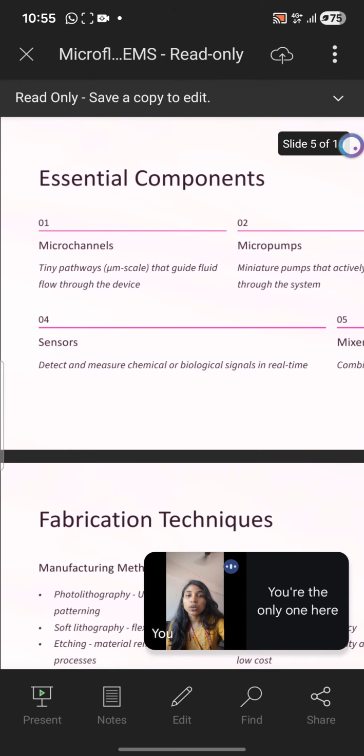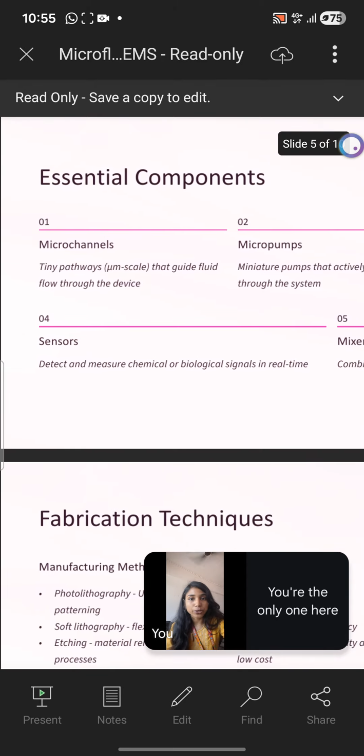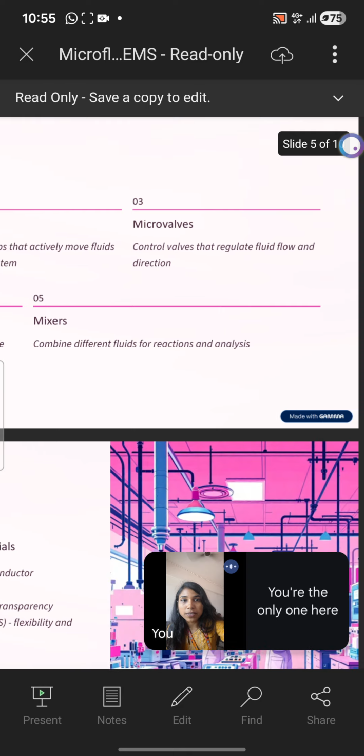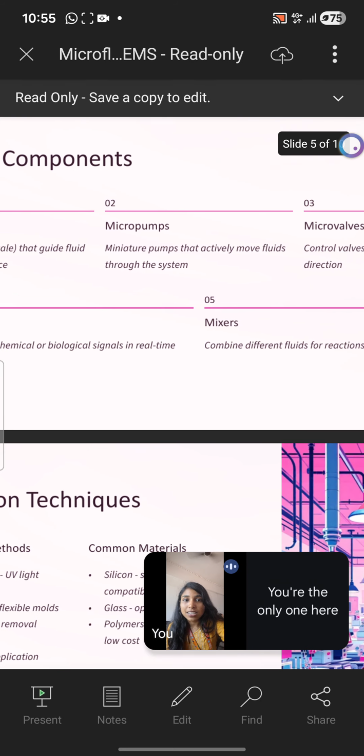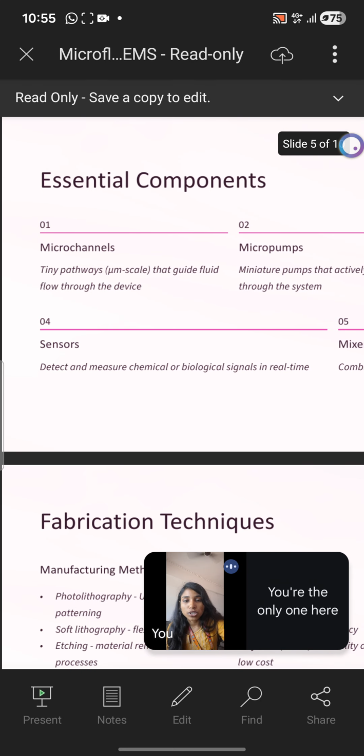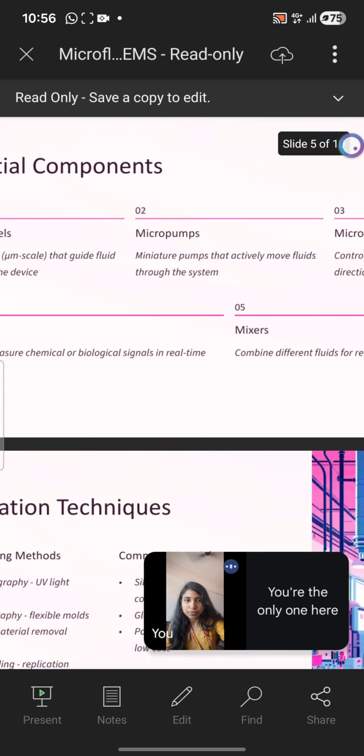And let us now learn about the essential components. Essential components include microchannels, micropumps, microvalves, sensors, and mixers. So, what are microchannels? For example, consider you have a microfluid over here, and you need to transfer the microfluid from here to here. In order to transfer it, you need a pathway. That is called microchannels. So microchannels are used to carry the liquid from one place to another.